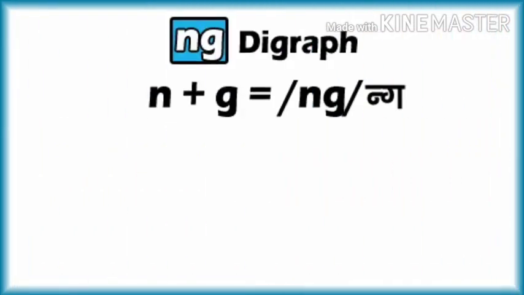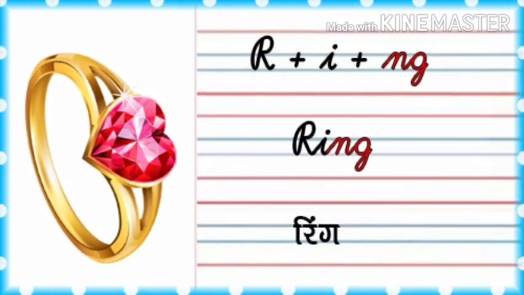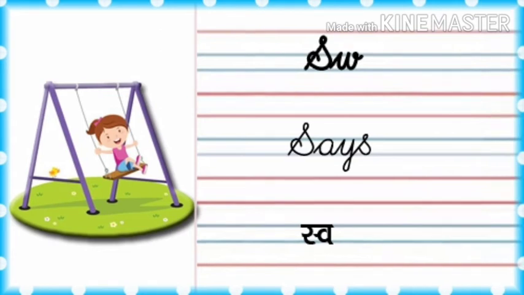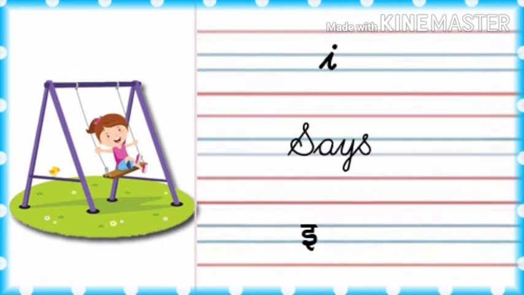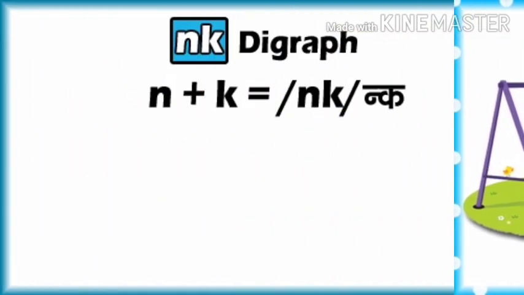Digraph NG says ng. Ng sound words. R says r. I says i. NG, ng. R-i-ng, ring. One more word of ng sound. SW, sw. I says i. NG, ng. Sw-i-ng, swing.